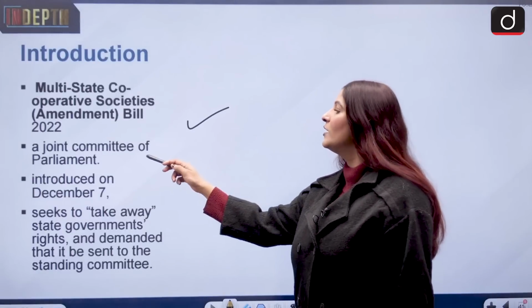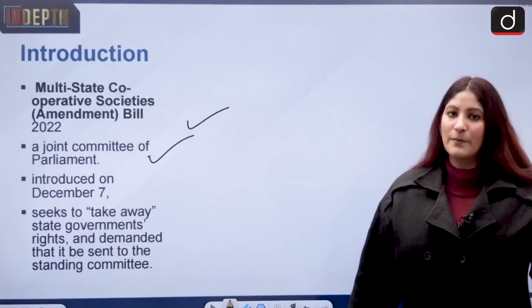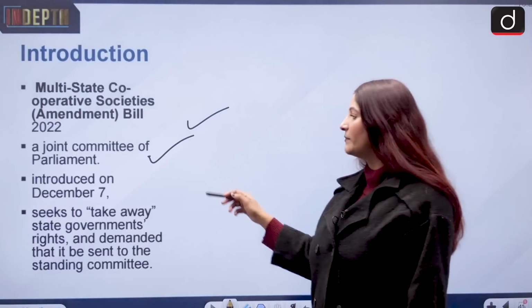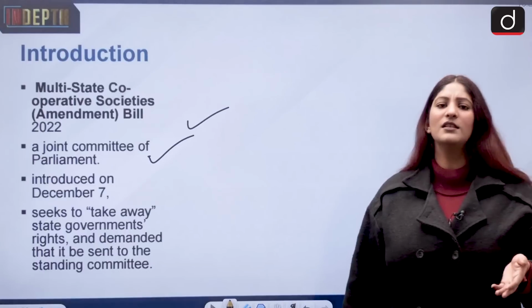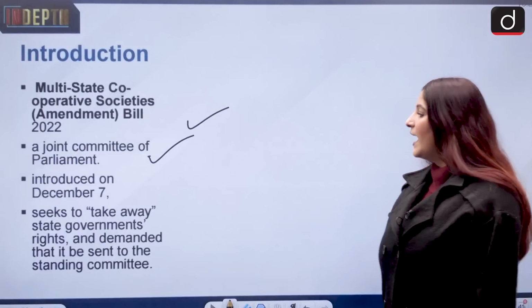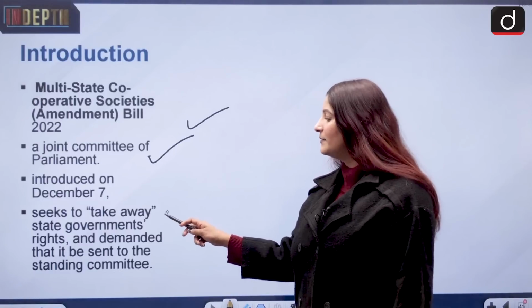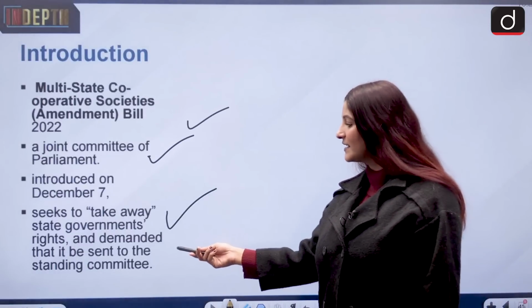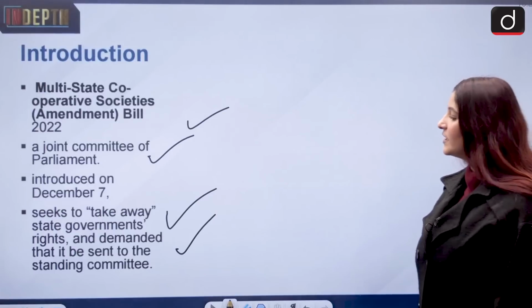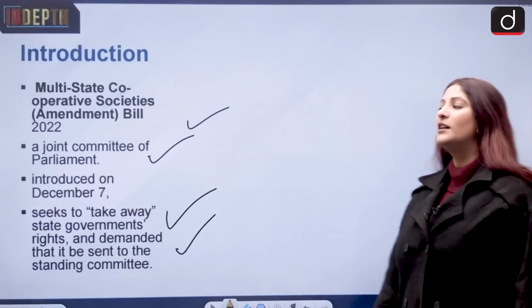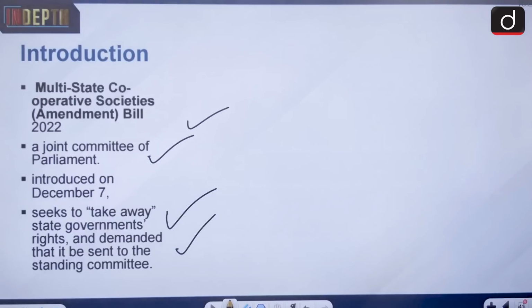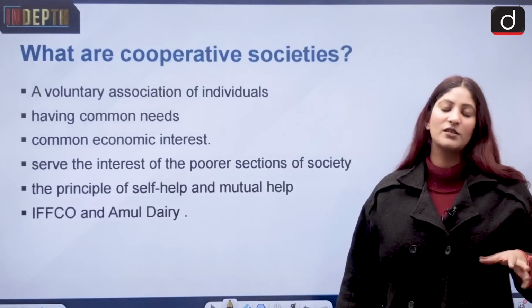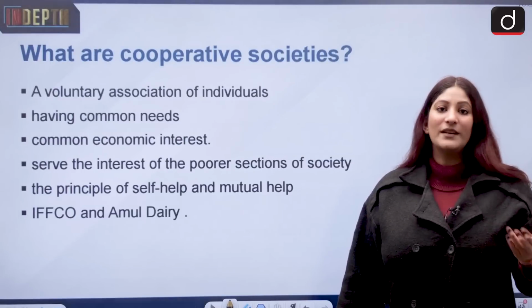and it has already been sent to a joint committee of the parliament to scrutinize the provisions of the bill. And the opposition says that the current bill seeks to take away state governments' rights, and demands that it be sent to the standing committee. So, a joint committee is basically an ad hoc committee which is of course established when demand occurs.